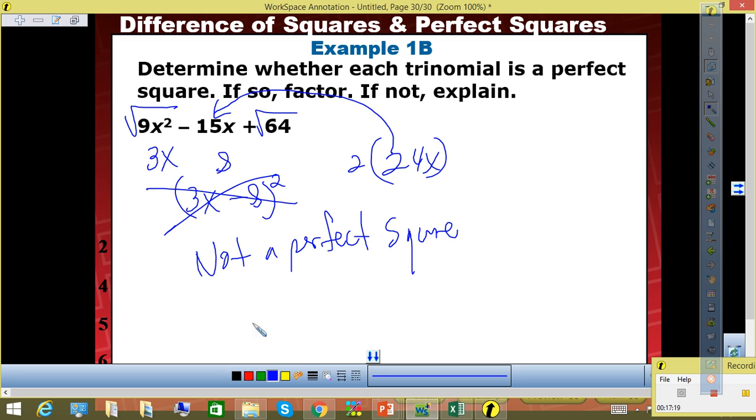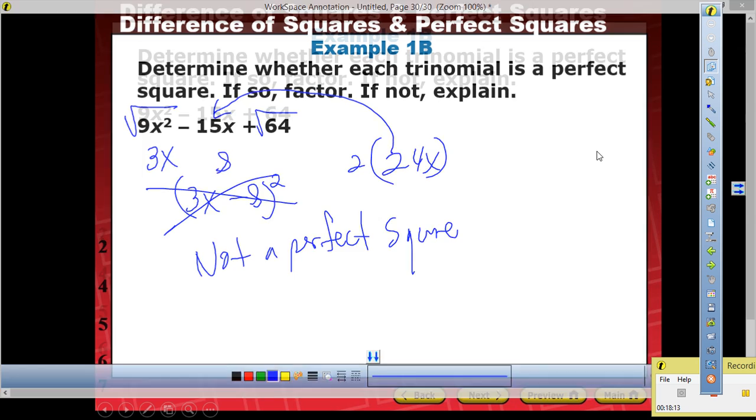Why is that not a perfect square? Because if we multiply the root of the first and the last and double it, it doesn't give us the middle term. That's the explanation that I want to hear. Let's do another one. Not a perfect square. For right now, we're doing that.